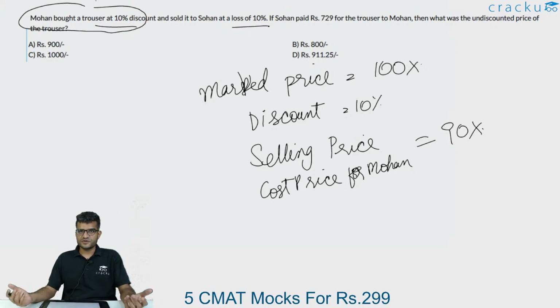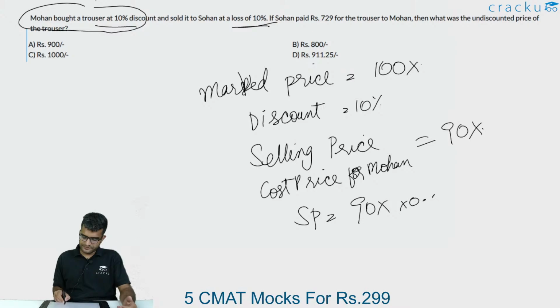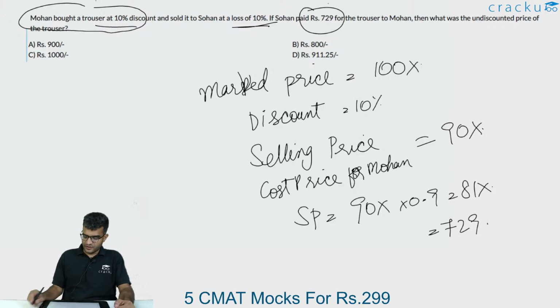And then he sold this also, at a loss of 10%. So the selling price at which Mohan sold it will be 90x into 0.9, which is equal to 81x. Now this 81x we are told is equal to 729. This is given to us. So the value of x is equal to 9.